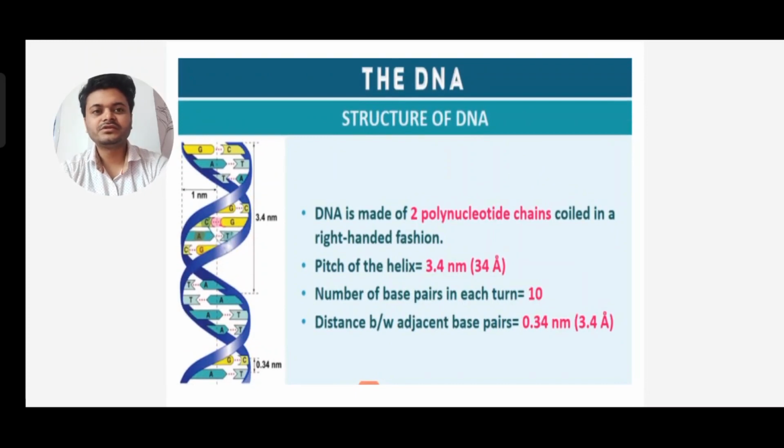The structure of DNA is made up of two polynucleotide chains coiled in a right-handed fashion. You can see the pitch of the helix is 3.4 nanometer, that is 34 angstrom, and the number of base pairs in each turn is 10, and the distance between adjacent base pairs is 0.34 nanometer, that is 3.4 angstrom. You can see the diagrams given on the left hand side.